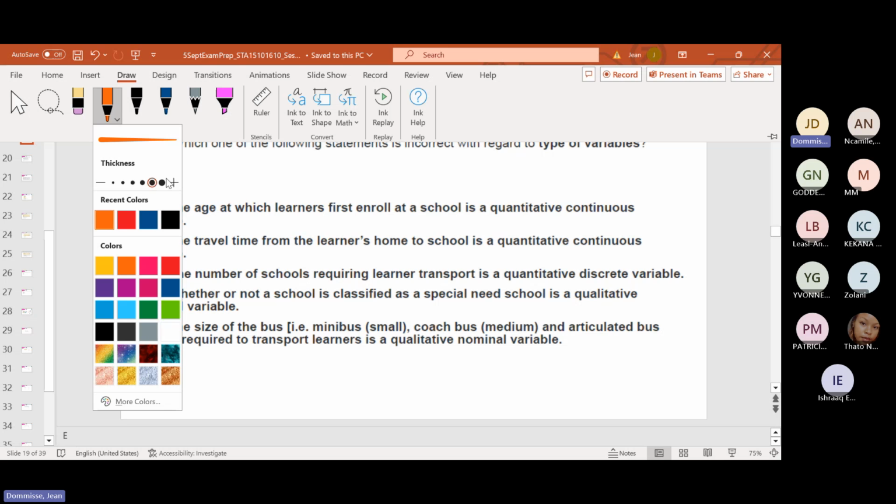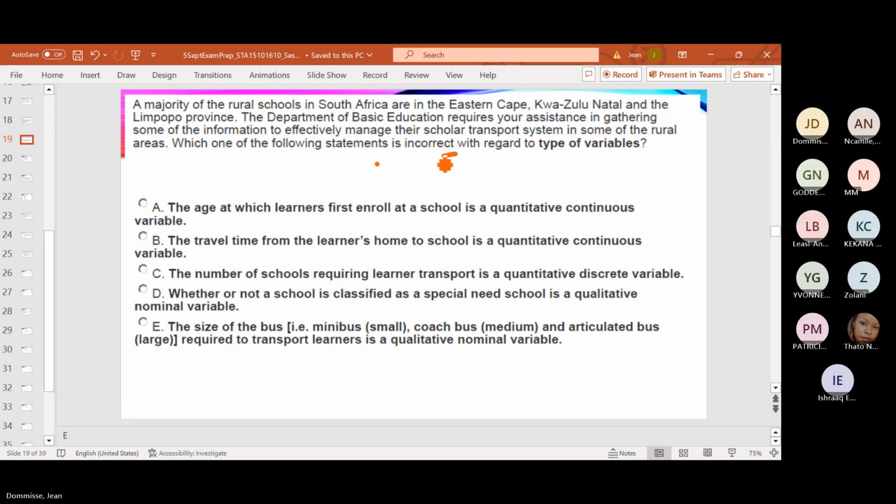Also, a note: be very careful in the exam. It might be that they do the incorrect for 3 questions and then suddenly change it to a correct question. So be very careful in the exams when they phrase these things. Which one of the following statements is incorrect with regard to types of variables?